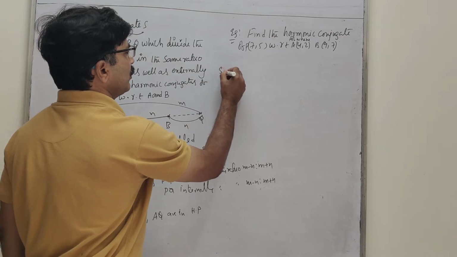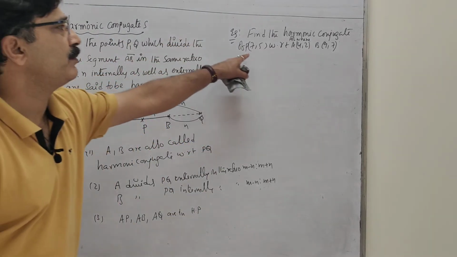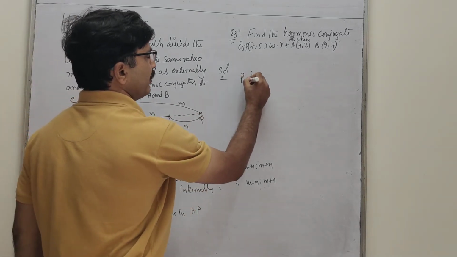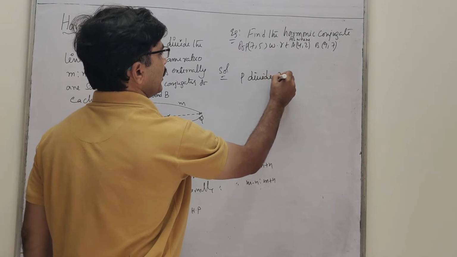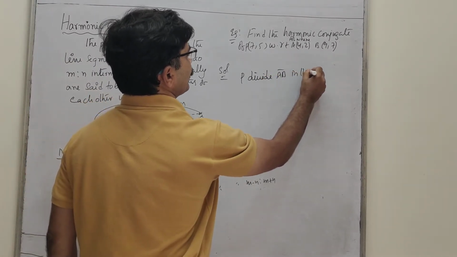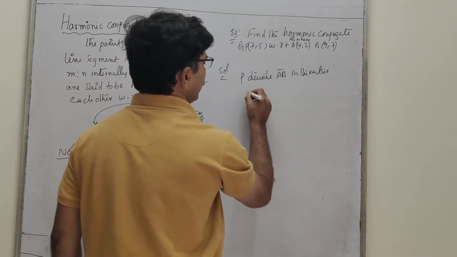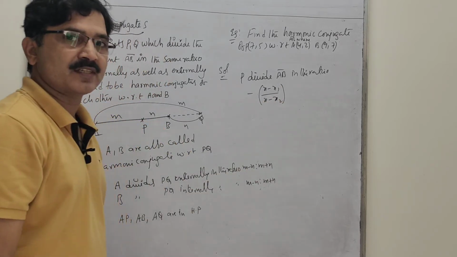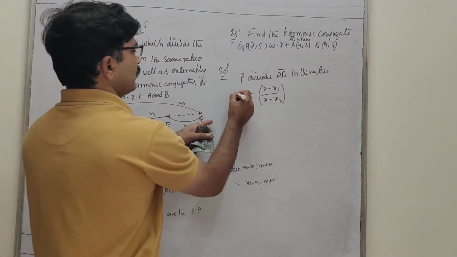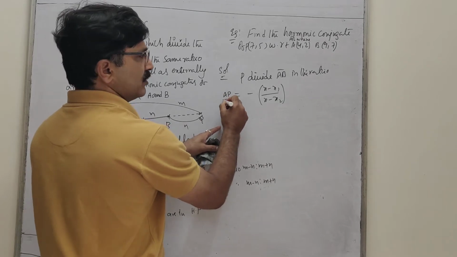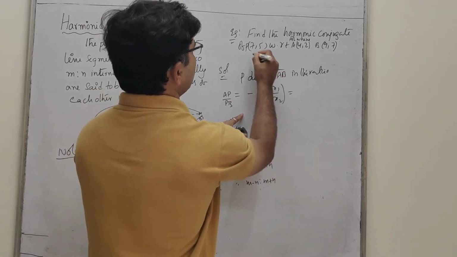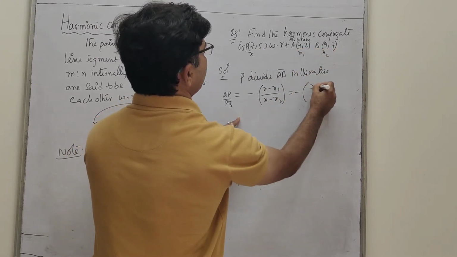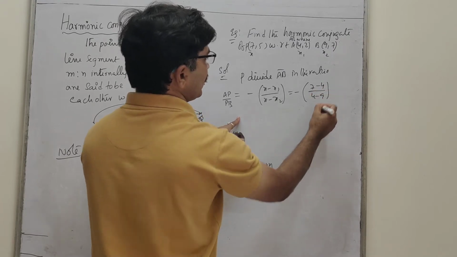Now how are we going to solve? First of all, P divides AB in what ratio? That we have to find. You know the formula I gave yesterday: minus of (x minus x1) by (x minus x2). In the previous class we discussed this formula, and I am using it now. This is AP by PB. So what is our x? This is x, this is x1, this is x2. Minus of (7 minus 4) by (4 minus 9) we are getting.